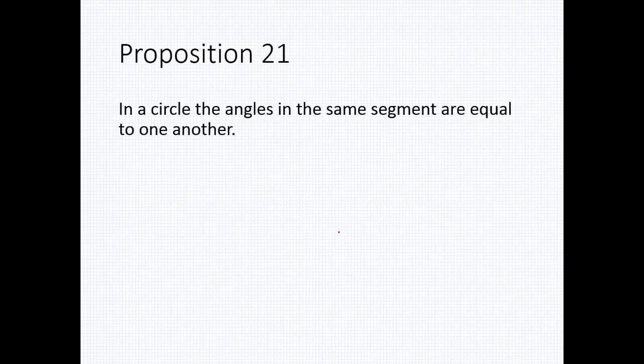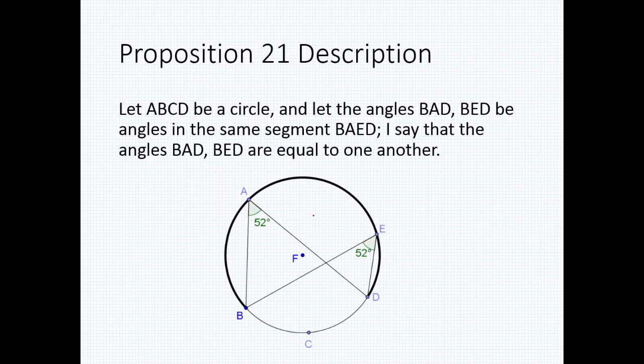Let's just quickly look at one more, Proposition 21. In a circle, the angles in the same segment are equal to one another. Here's the detailed description. Let ABCD be a circle, and let the angles BAD, that would be this one here, and BED, that would be this one here, be angles in the same segment. This time, the segment goes around the outside. I say that the angles BAD and BED are equal to one another.